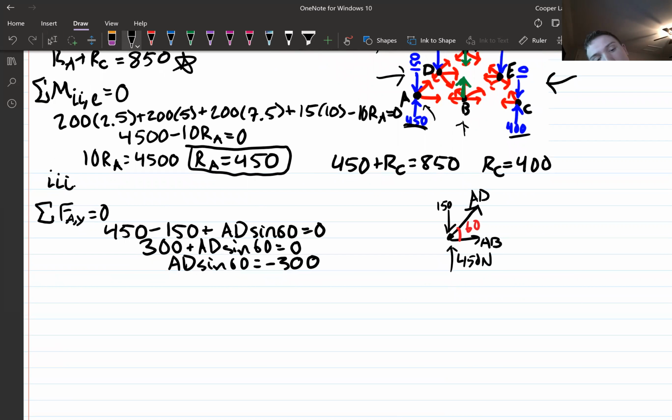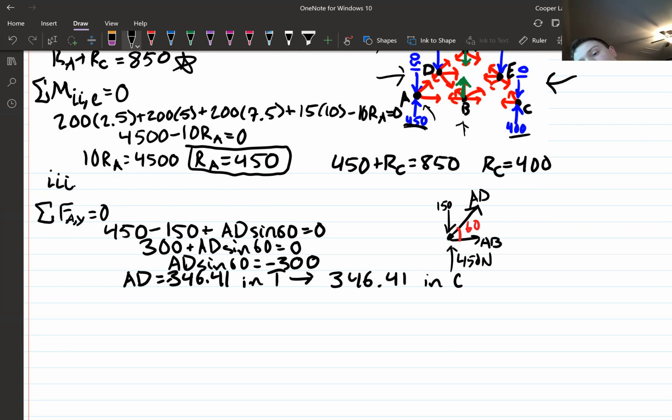And when I do that, I get AD equals negative 346.41. Now, I was assuming that this was in tension, which I'm just going to label T. However, because this is negative, I now know that it's actually not in tension and it's actually in compression. So that means it's actually 346.41 in compression, which means if I go back to this diagram up here, the arrow should not actually be pointed that way, but instead pointed towards the corner.